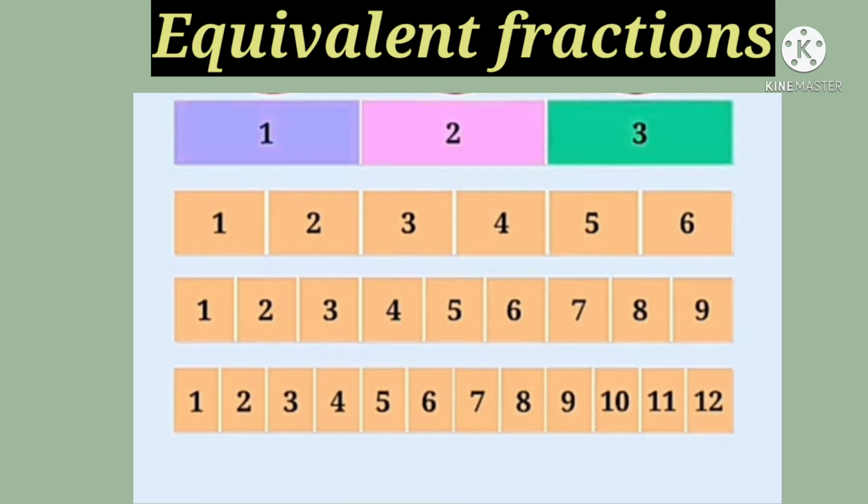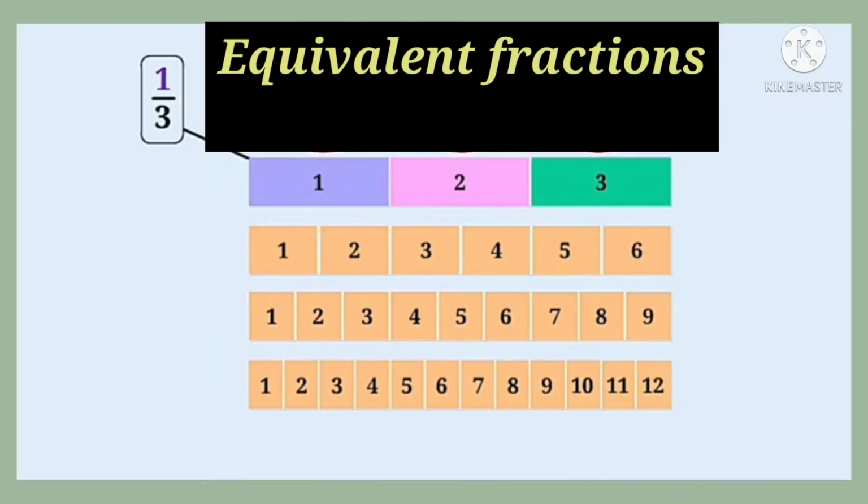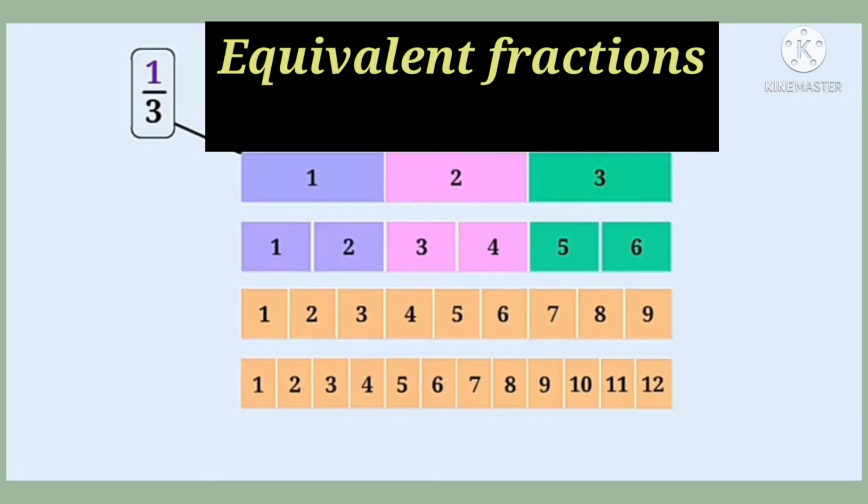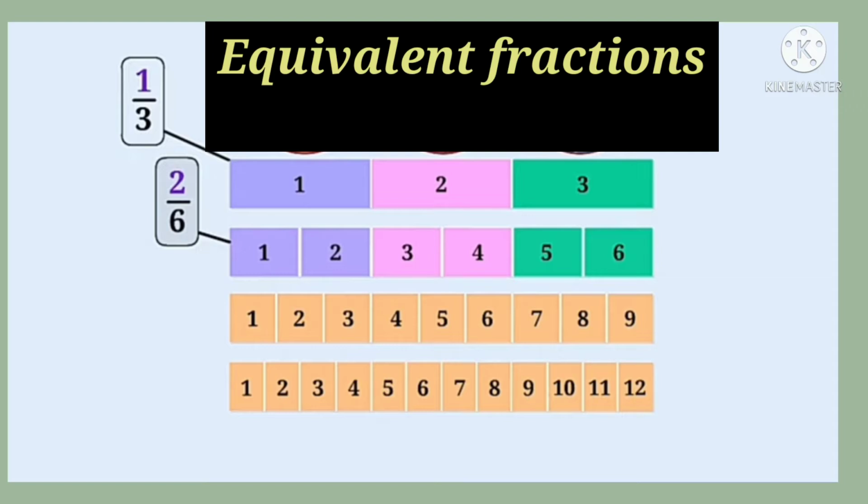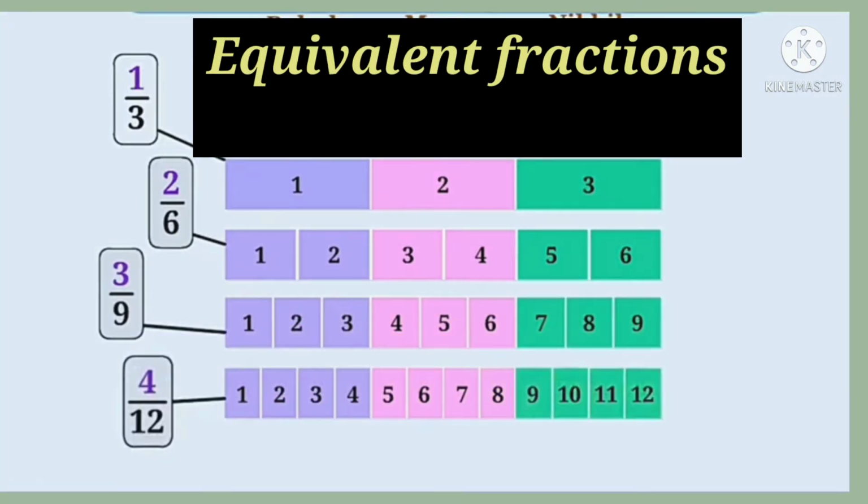Now you observe the purple color. The space occupied by purple in the first strip is 1 part, so the fraction is 1 by 3. The space occupied by purple in the second strip is 2 parts, so the fraction is 2 by 6. Similarly, there are 3 purple parts in the third strip and 4 parts in the fourth strip. So the fraction of the third strip is 3 by 9, and the fraction of the fourth strip is 4 by 12.